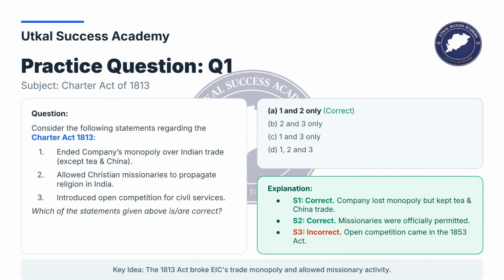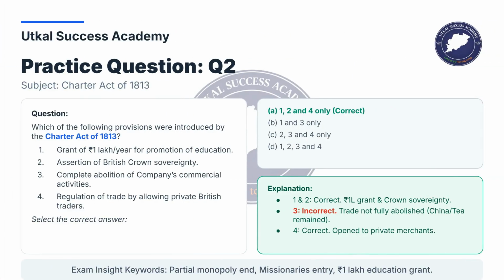Statements 1 and 2 are correct. The monopoly ended partially, and missionaries were allowed. Statement 3 about open competition is incorrect, as it came in the 1853 Act. The correct option is A. The final question on the 1813 Act. Statements 1, 2, and 4 are correct, including the grant for education and Crown sovereignty. Statement 3 is incorrect, as trade was not completely abolished. Option A is the correct answer.